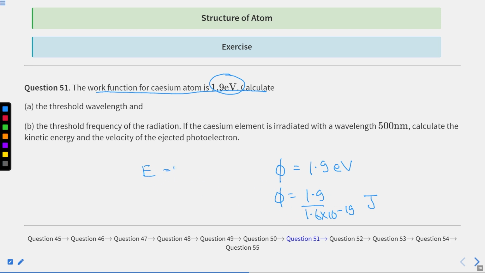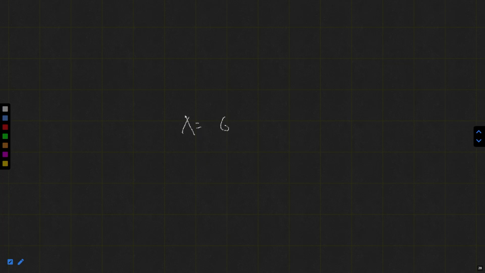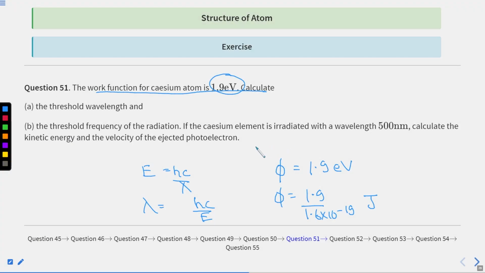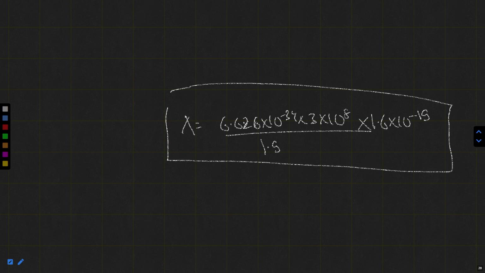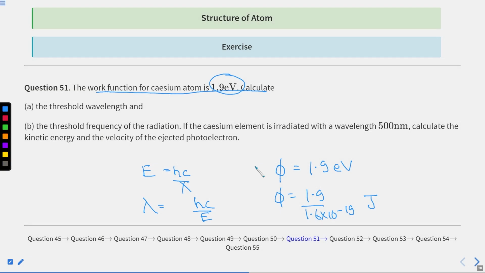Now we know that energy is equal to hc by lambda. Therefore, lambda is equal to hc by E. That would bring us to 6.626 into 10 to the power minus 34 into 3 into 10 to the power 8, divided by E. Sorry, that is 1.9, and we'll bring it back here. So if we calculate this value, we will get the value of lambda.